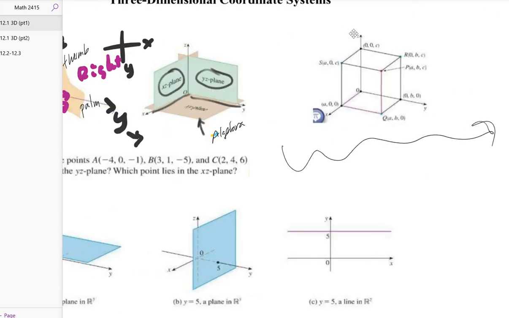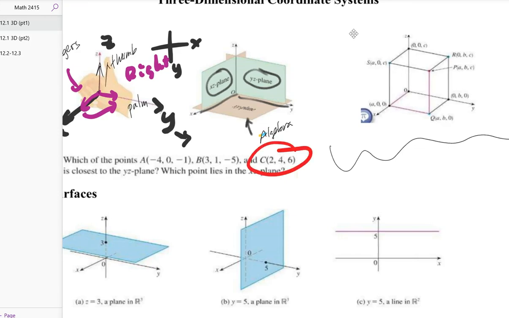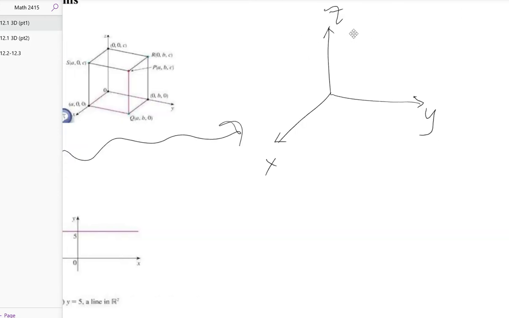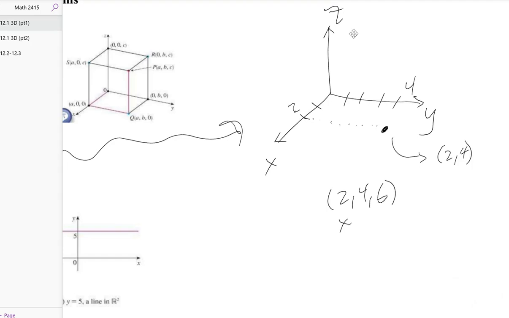So let's plot a point. Let's plot 2, 4, and 6. To plot 2, 4, 6, we're going to go out 2 in the x direction. This is the x coordinate. Out 4 in the y direction. So out 2, over 4. We're going to go parallel to the y-axis. So right here, this would be 2, 4, as you know from before in your algebra courses. And now 6, we're going to go up 6 in the z direction.